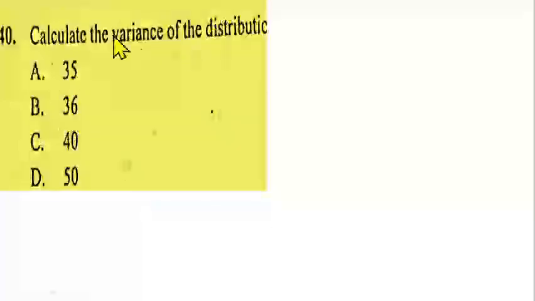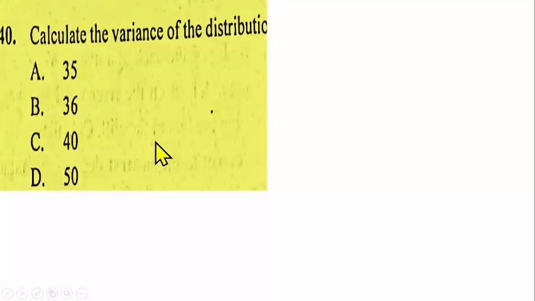So in question number 40, we have to use the same data to find the variance of the distribution. We have to find the variance of the distribution, and we should not forget that the distribution given to us is an ungrouped data.